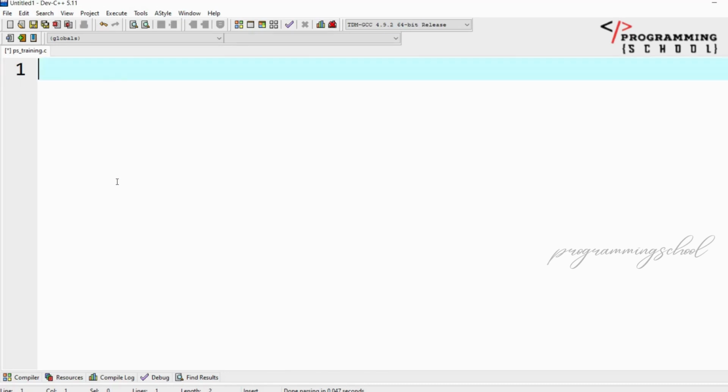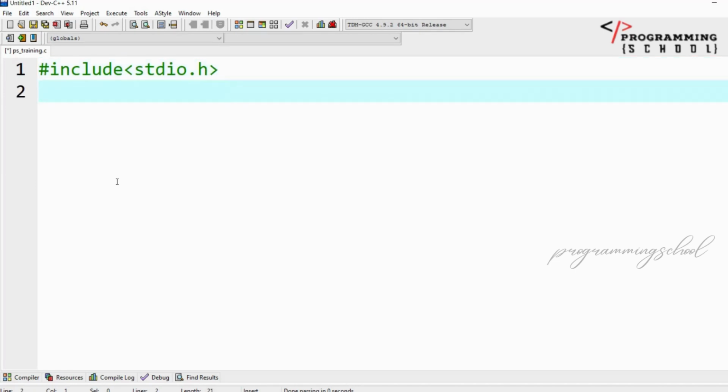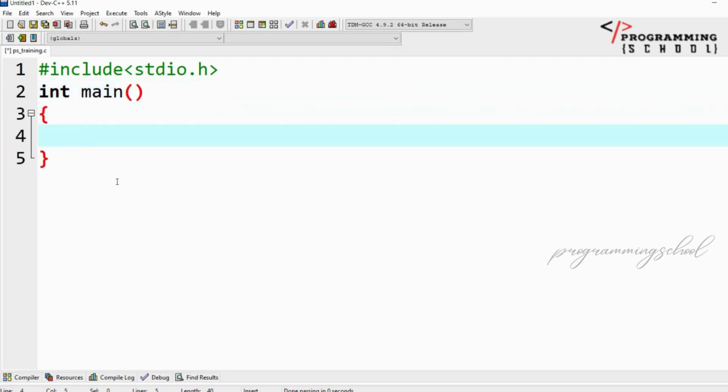I'm going to write the C structure first of all. First of all, I'm going to tell you the concept, and then I'm going to tell you what type of questions are going to be asked on that concept. That's why I'm going to tell you the concept here. This is the basic program structure for C language.